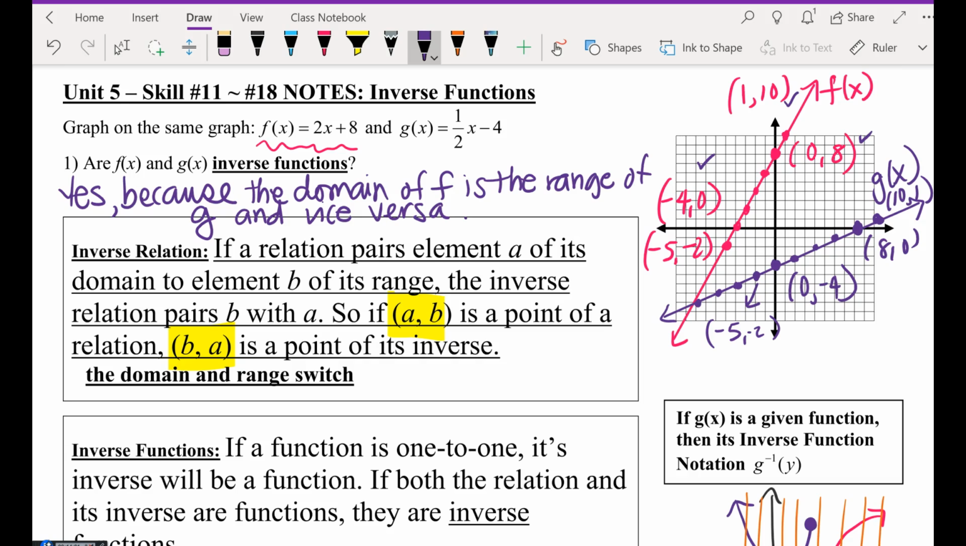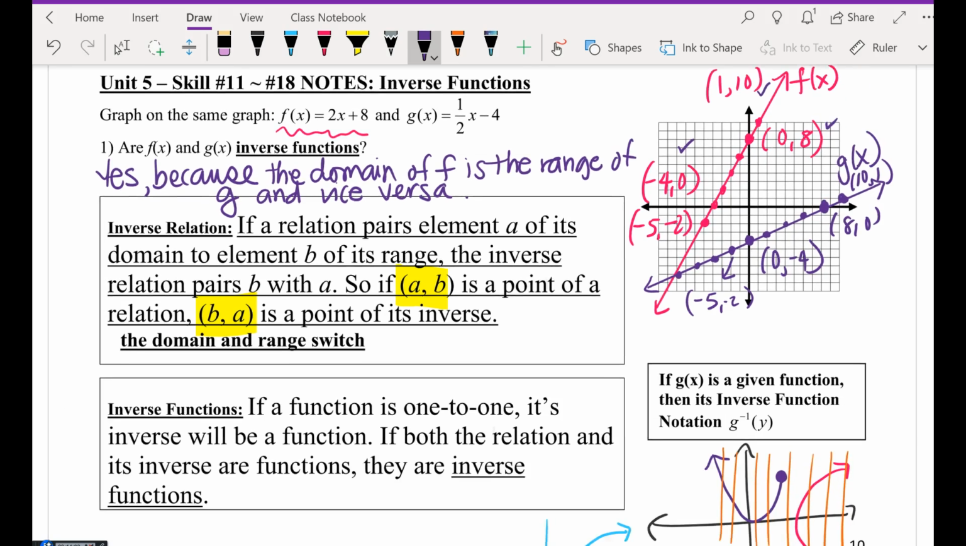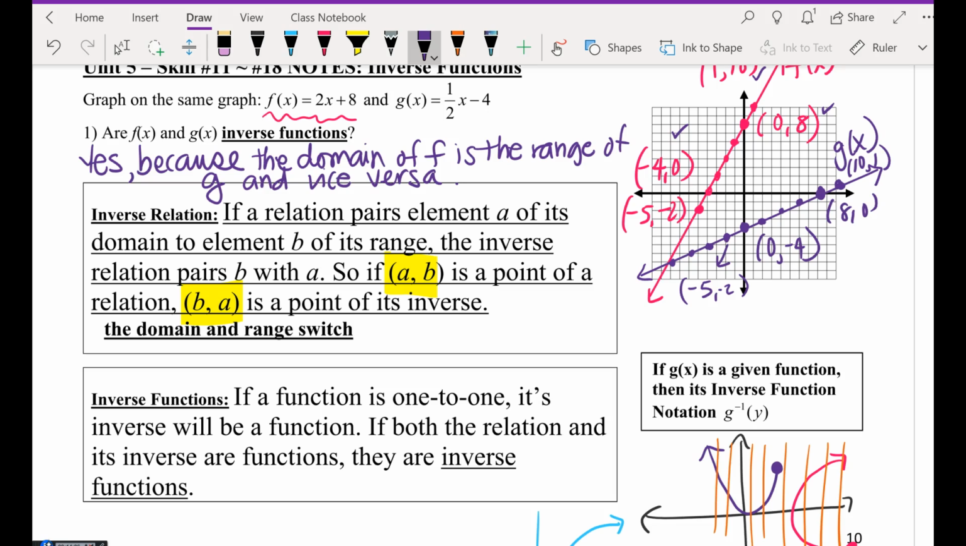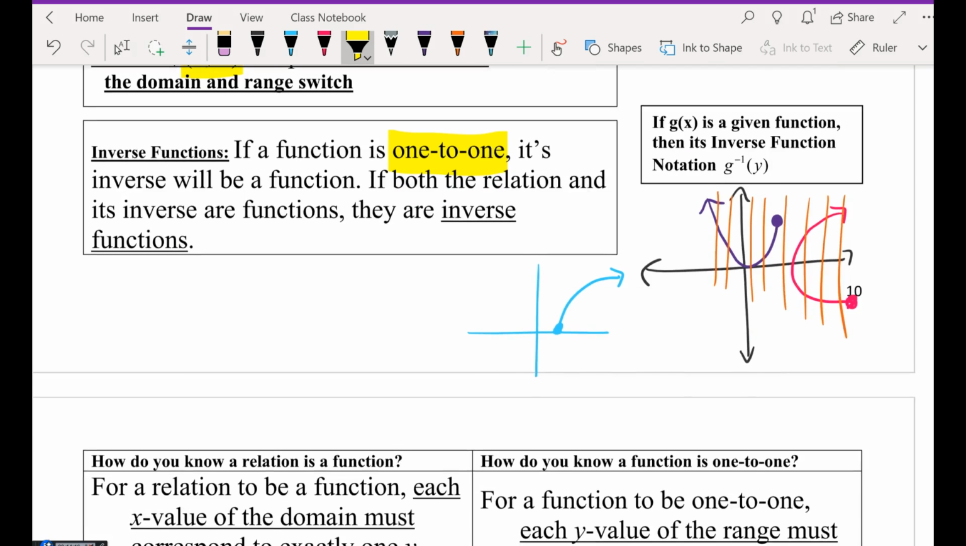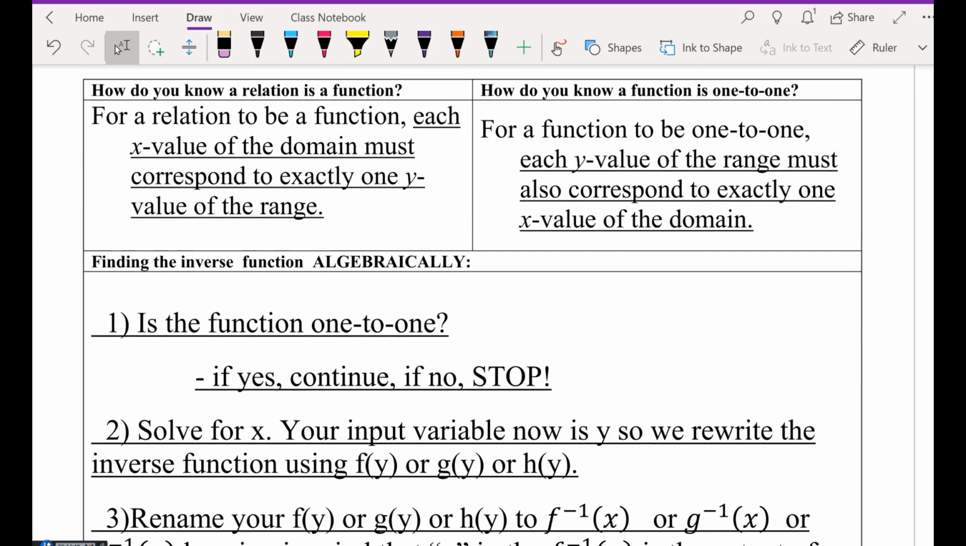Now, so then for an inverse function, the domain and range must be switched. Now, for the inverse to be a function, the original must be a 1 to what? 1 to 1. All right. Let's move on. You have a few more definitions to write.